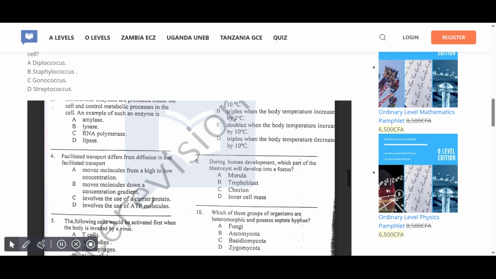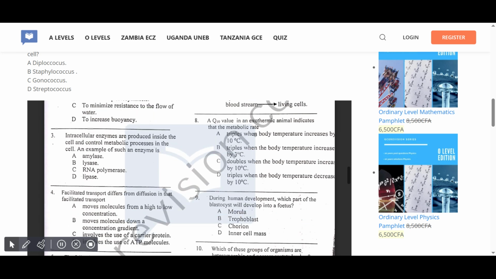Question 9. During human development, which part of the blastocyst will develop into a fetus? Blastocyst. Which part of the blastocyst will develop into a fetus? The answer is D, inner cell mass.